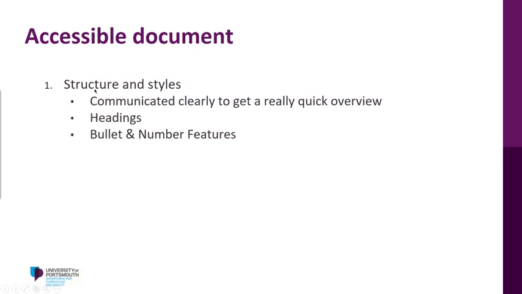First, document structure and style. It is very important that your document structure is communicated clearly to the readers so that they can get a really quick overview of what information is on the page. Most people will get that through the visual structure of the document. However, people with visual impairments, for example, won't be able to do that. So we need to mark up the document with appropriate styling like headings, bullets and number features, etc.